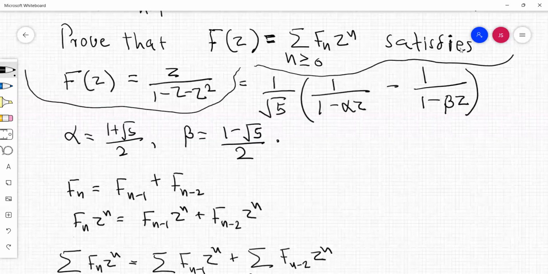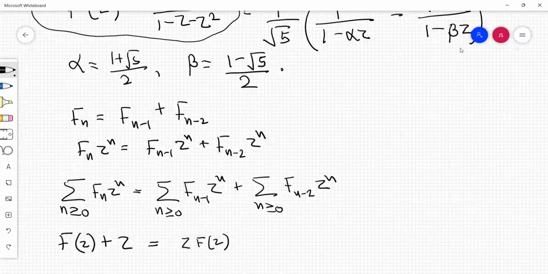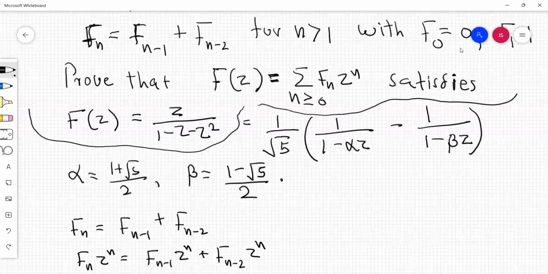Actually, sir, in the problem, if the Fibonacci sequence is defined as fn plus 2 equals fn plus fn plus 1, then this problem won't happen. Then you must multiply both sides by Zn plus 2, not Zn. Still, the fn minus 1 and fn minus 2 terms are there. Let's take the coefficient. What is the coefficient there?